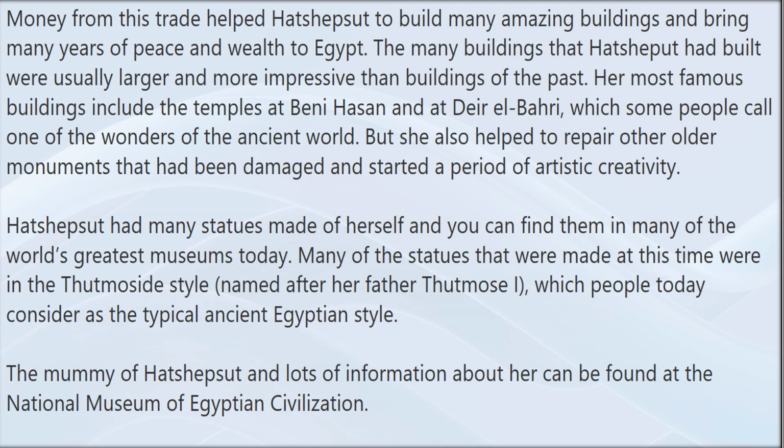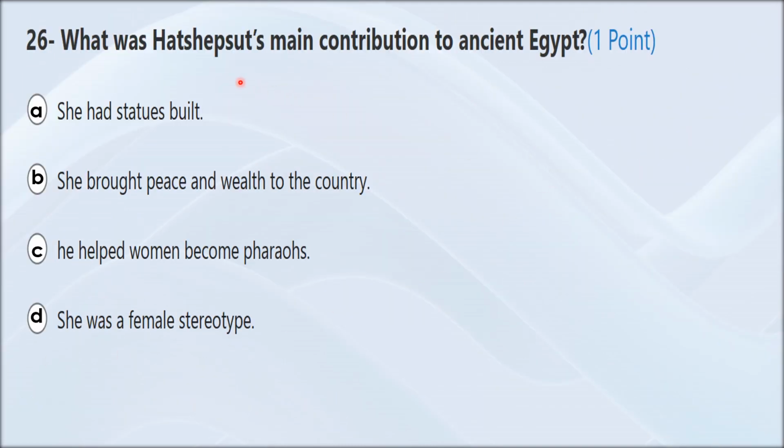Okay, let's move to the question. Question number 26. What was Hatshepsut's main contribution to ancient Egypt? She had statues built. She brought peace and wealth to the country. She helped women become pharaohs. She was a female stereotype. So choose the right answer of this question.